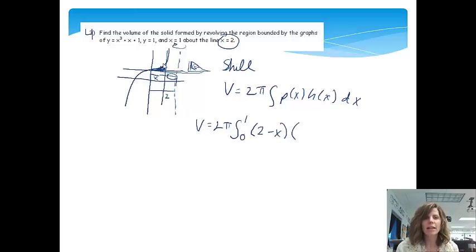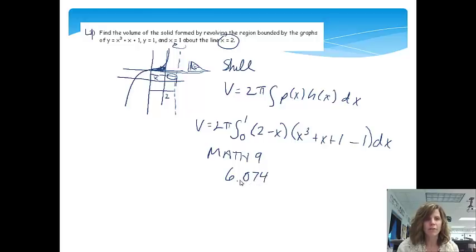And then h of x is still the same. It's just going to be the top minus the bottom. The top is the curve x cubed plus x plus 1, minus the bottom this time is going to be the line y equals 1. And if you want to clean that up a little bit, you can. I'm going to go ahead and use my calculator to get the answer, so I'm not really going to clean it up at all. And then when I get that answer, I get 6.074.